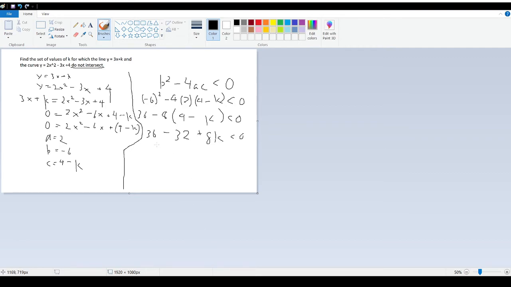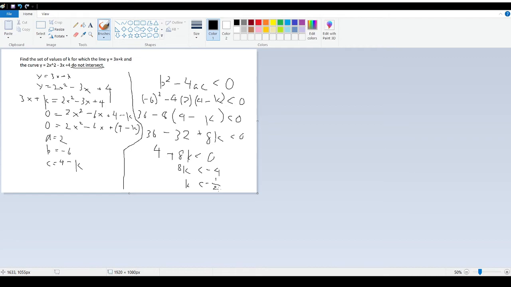Now we see here 4 plus 8k less than 0. It's going to swap around like here. And eventually we're just going to divide both sides by 8, and then we have k is less than negative 1 over 2. And there's your answer. Nice.